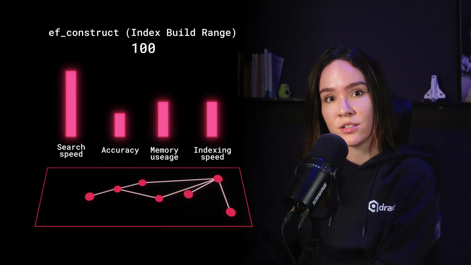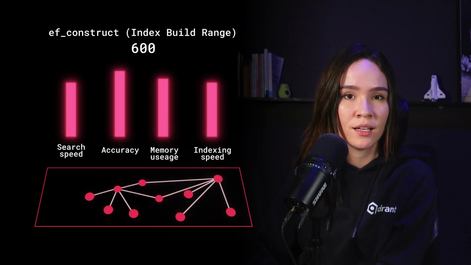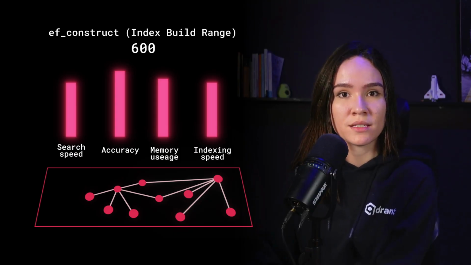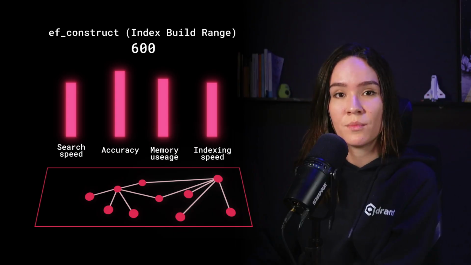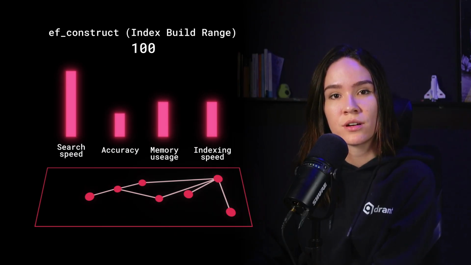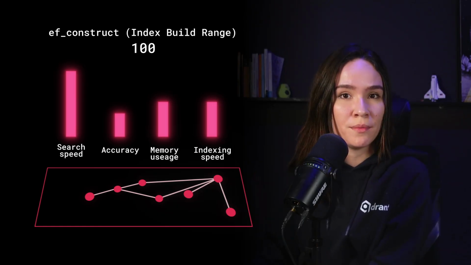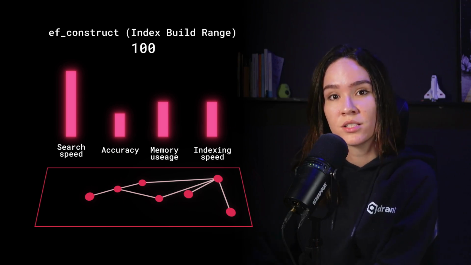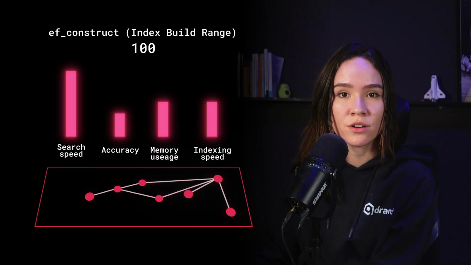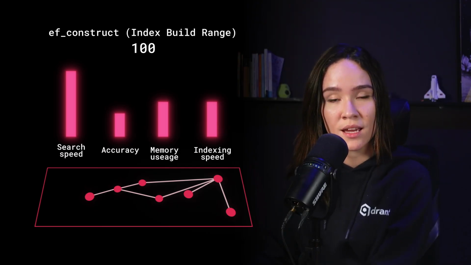considered during insertion. Setting a higher EF construct means that more neighbors will be evaluated, creating a more comprehensive and accurate graph. However, this also makes the indexing process slower and more computationally demanding. On the other hand, if we lower the EF construct, we're going to speed up our indexing process. However, the graph will be built with less optimal connections, which can affect our search accuracy. So choosing the right EF construct is a matter of choosing a balance between indexing speed and graph quality.